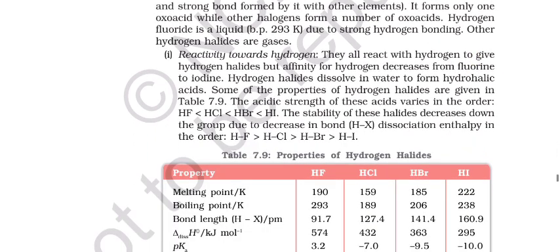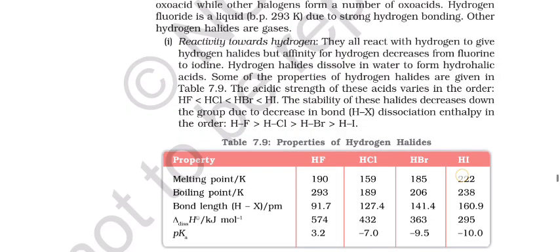Reactivity toward hydrogen. They all react with hydrogen to give hydrogen halides, but the affinity for hydrogen decreases from fluorine to iodine. Hydrogen halides dissolve in water to form hydrohalic acids. Some of the properties of hydrogen halides are given in table 7.9. The acidic strength of these acids varies in the order HF < HCl < HBr < HI. The stability of these halides decreases down the group due to decrease in bond dissociation enthalpy in the order HF > HCl > HBr > HI.